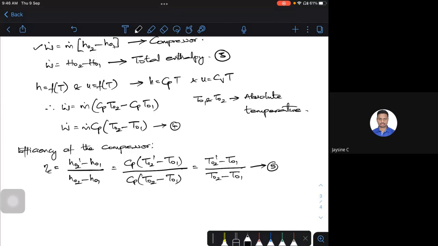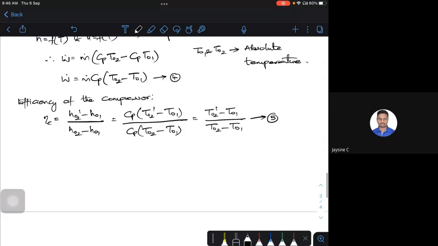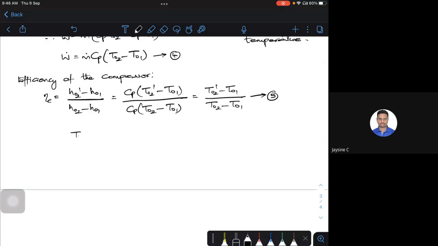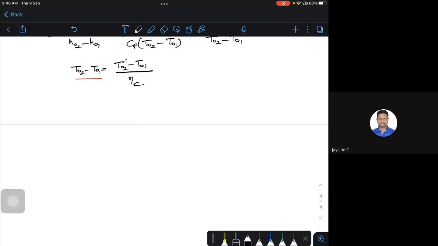Now, a few books give this compressor efficiency as total to total efficiency. Either I can write it as compressor efficiency or as total efficiency. Both are the same. Now I will do a little cross multiplication. I will write in terms of T02 minus T01. So T02 minus T01 is equal to T02 dash minus T01 divided by the compressor efficiency. What I am going to do is substitute for the temperature change, that is T02 minus T01, from equation 5 in equation 4.